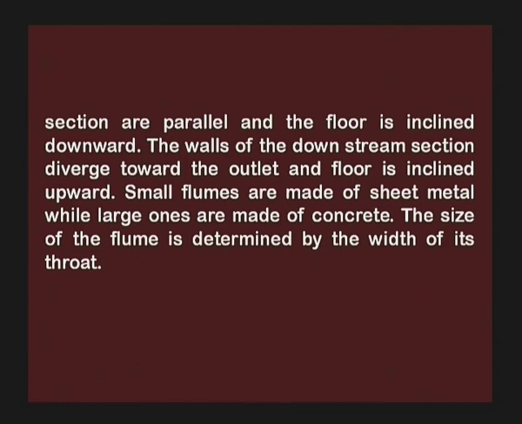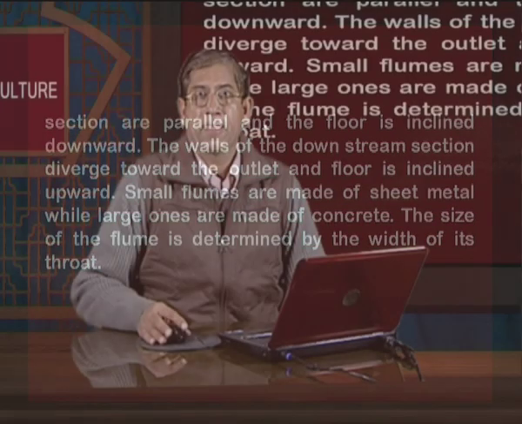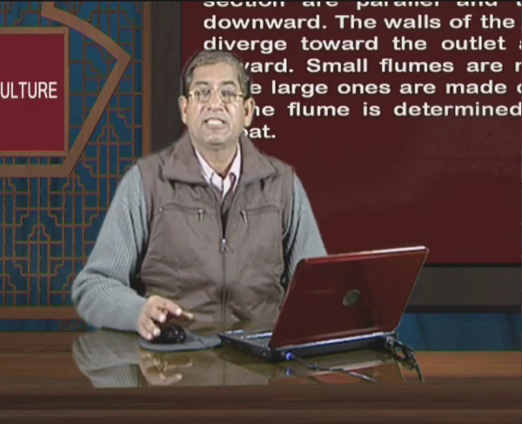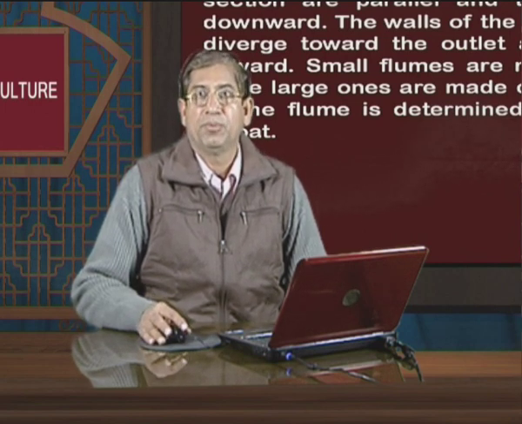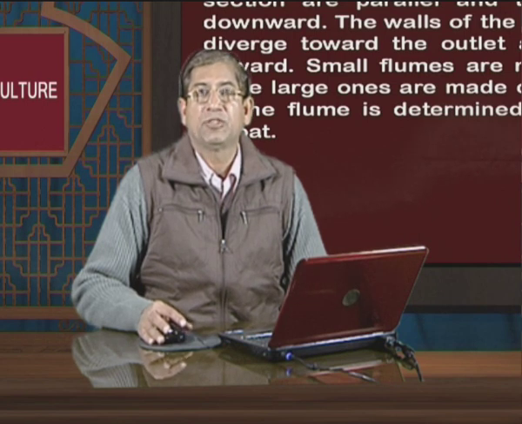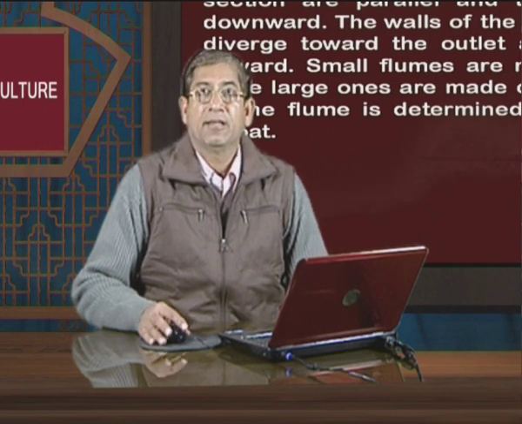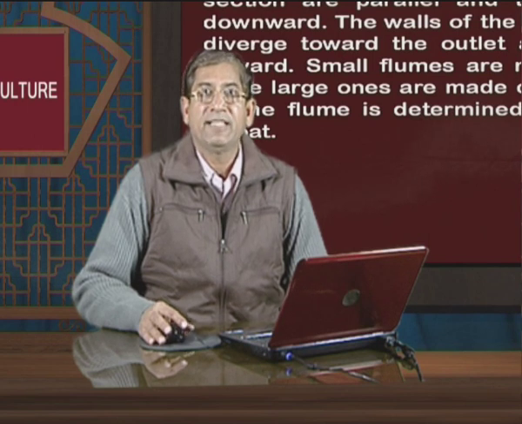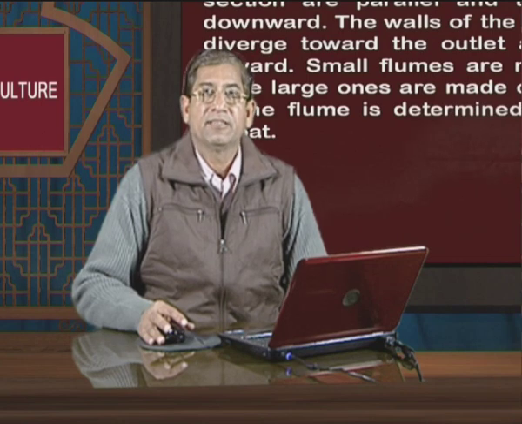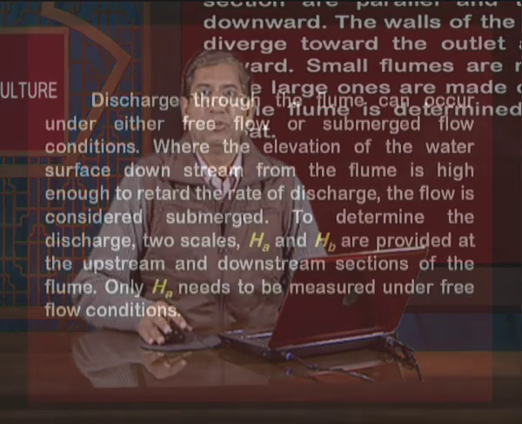Small flumes are made of sheet metal while large ones are made of concrete. The size of the flume is determined by the width of its throat. Partial flumes have the advantage that they are self cleaning and varying discharges can be measured with the help of partial flumes depending upon the width of the throat. Whenever large measurements are needed, wide throat partial flumes are used. Whenever a small stream is to be measured, then narrow throat partial flumes are used.